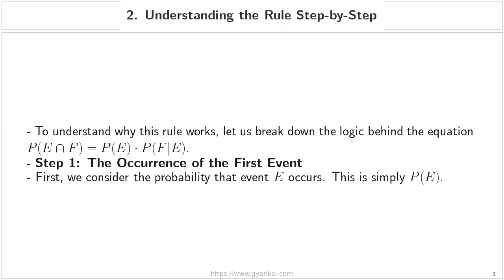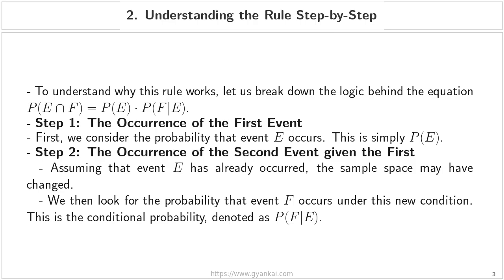Step 1, the occurrence of the first event. Before anything else can happen, we must first ensure that event E actually takes place. The likelihood of this happening is simply the probability of E. Step 2, the occurrence of the second event, given the first. This is the crucial part.